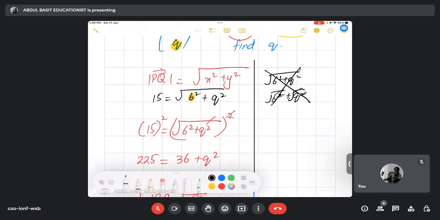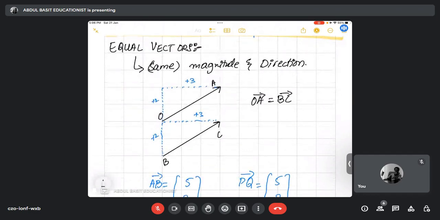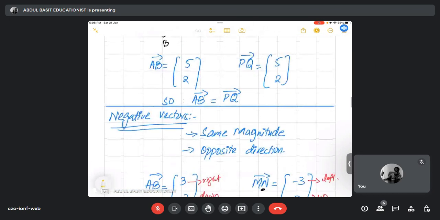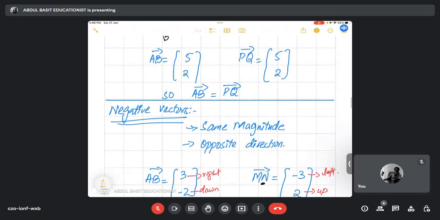Moving forward with the questions, we studied what equal vectors are. Equal vectors have the same magnitude and the same direction. We studied that O to A is equal to B to C, because in both cases I have to go two up and three right. Is this clear? Murtaza, समझ आ रही है बेटा? जी सर समझ आ रही है। Okay, then P to Q is 5 2 and A to B is 5 2. So AB is equal to PQ because the magnitude is the same and the direction is the same.